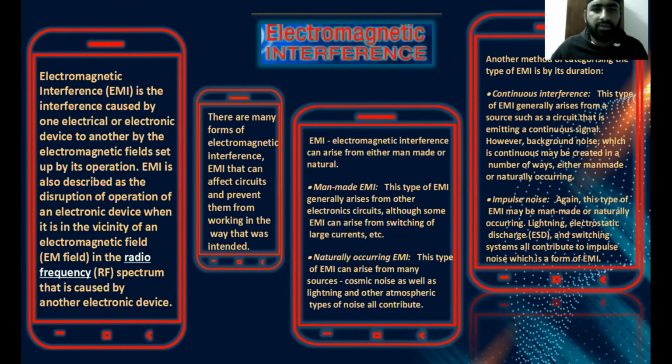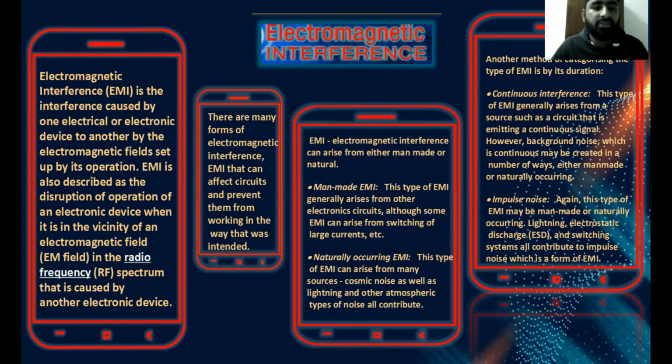Today I'm going to talk on the introductory part of electromagnetic interference and electromagnetic compatibility. So let us begin with electromagnetic interference. What is electromagnetic interference? Electromagnetic interference, EMI, is the interference caused by one electrical or electronic device to another by the electromagnetic field set up by its operation.